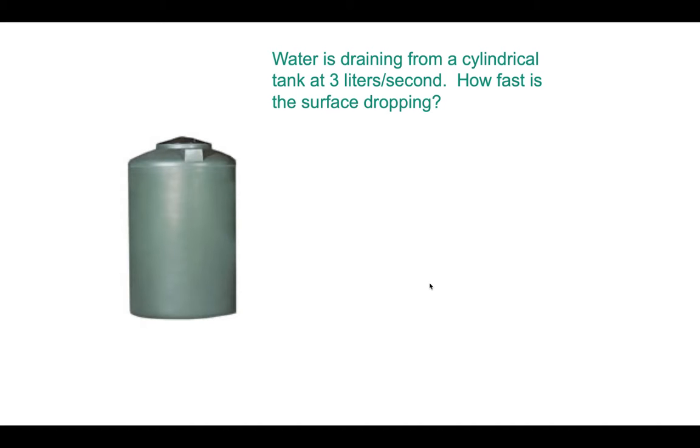All right, water is draining from a cylindrical tank at 3 liters per second. How fast is the surface dropping? So we are looking for the change in height as it relates to time. So we know the change of volume in relation to time. We know dV/dt is -3 liters per second.